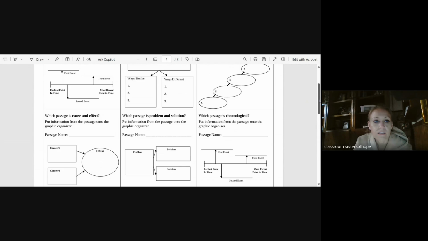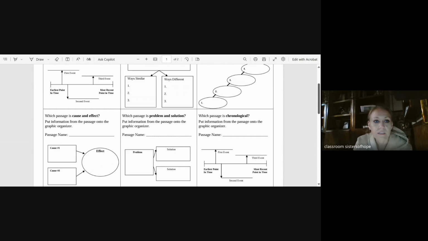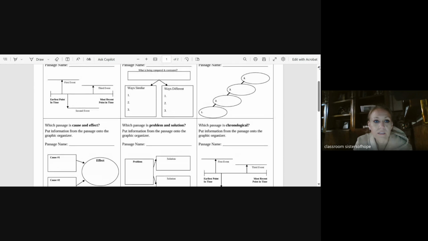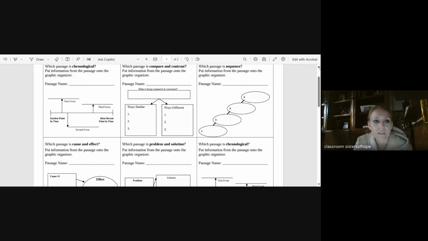A sequence. Chronological. Yeah, sequence or chronological. And in this one, I would probably lean towards sequence just because it clearly says first I did this, second I did this, third I did this. But really, sequential and chronological are the same thing. All right. So you could either do the first or the last graphic organizer.